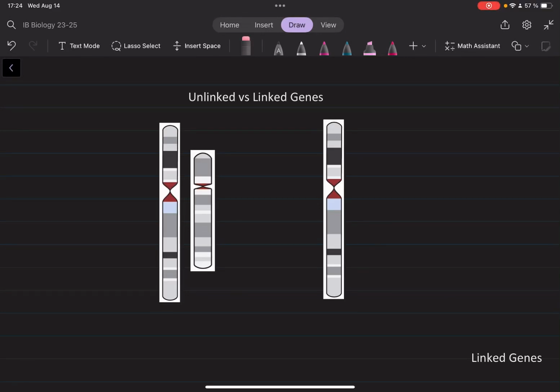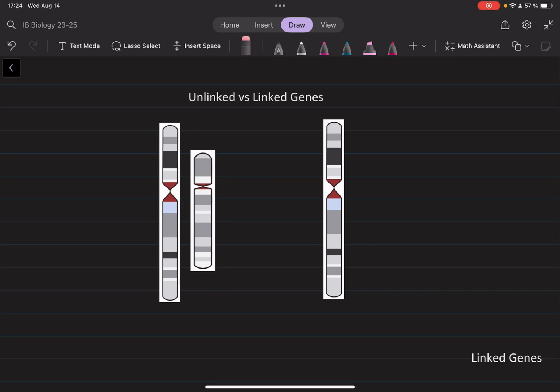Guys, so today I'm going to be covering the higher level content of the topic of inheritance as part of the IB biology curriculum. So essentially what we need to know for higher level is how two traits are inherited from parent to offspring. So this leads me to unlinked versus linked genes.